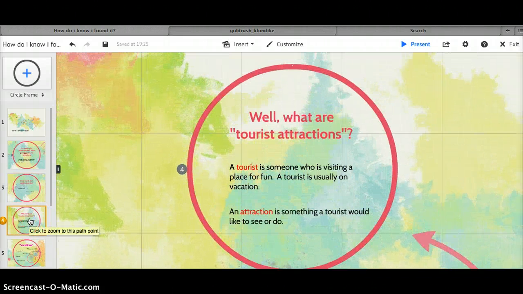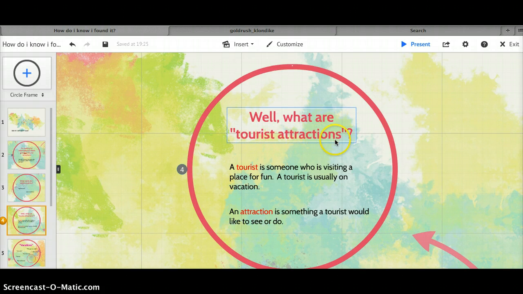All right. Well, what are tourist attractions to begin with? Okay. Well, a tourist is someone who's visiting a place for fun, probably on vacation. And an attraction is something a tourist would like to see or do. So when we talk about tourist attractions, we're thinking about things that people on vacation might like to see or do. All right? So you might not find the words tourist attractions, but you might find things that people on vacation like to do. So let's think about what some of those things are.